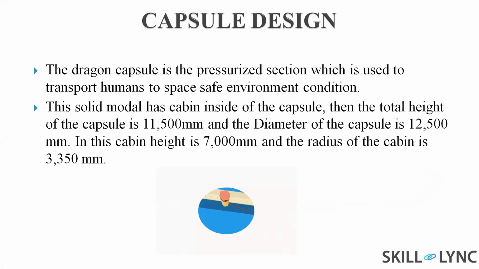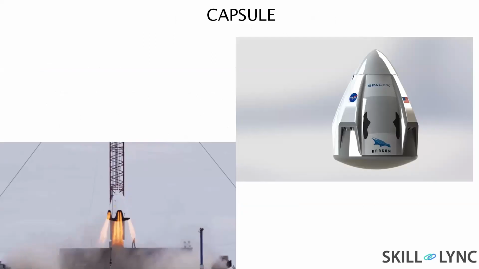Capsule design. This Dragon capsule is used to transport humans to space. In this part design, the extrude command was mostly used. The height of the capsule is 11,500 mm and the diameter of the capsule is 12,500 mm. The capsule is a solid model. The solid model has a cabin inside of the capsule. This is the capsule design which I have done.